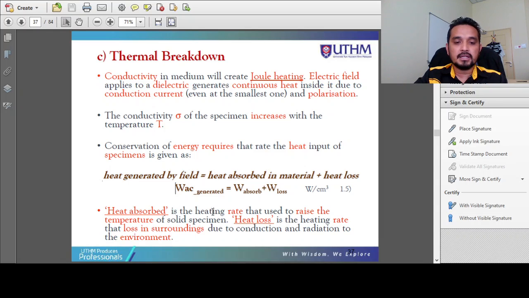Heat absorbed is the heating rate that is used to raise the temperature. Obviously once the material absorbs the heat, the temperature will increase, while heat loss is the rate of losses to the surroundings due to conduction, radiation, convection, etc., to the environment.